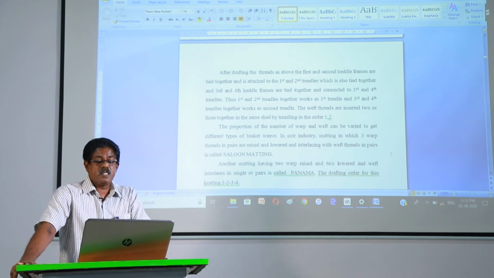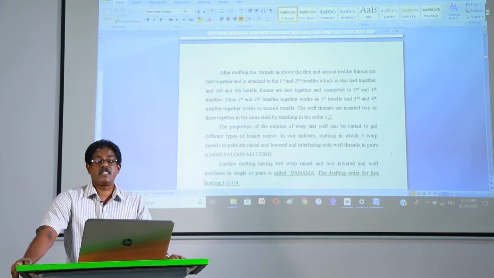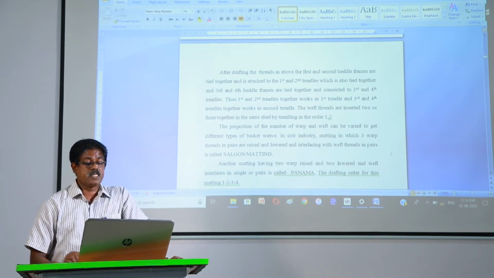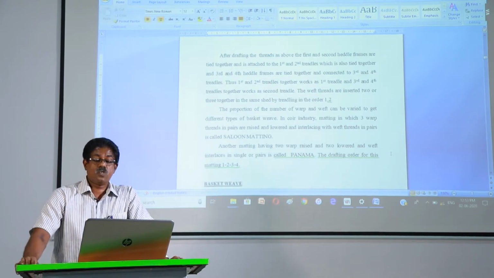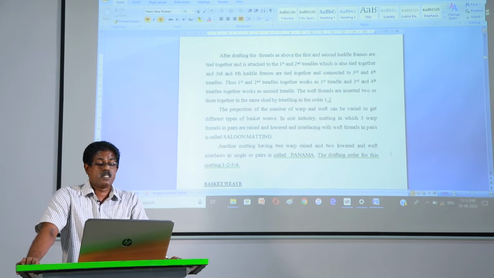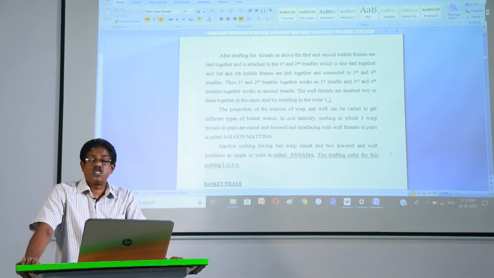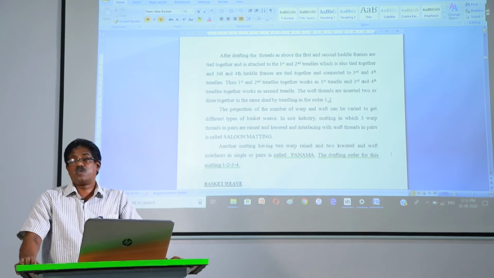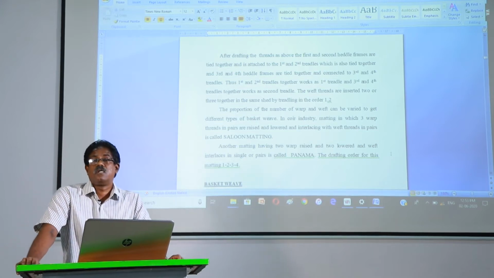After drafting the threads as above, the first and second heddle frames are tied together and attached to the first and second threadles, which are also tied together. The third and fourth heddle frames are tied together and connected to the third and fourth threadles. Thus, the first and second threadles together work as the first threadle, and the third and fourth threadles work as the second threadle.